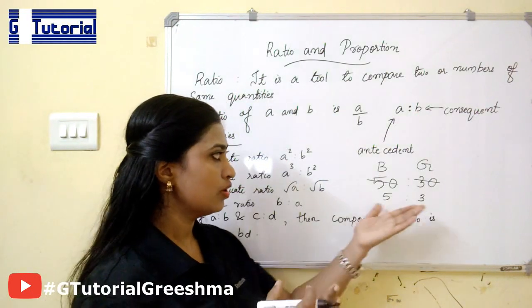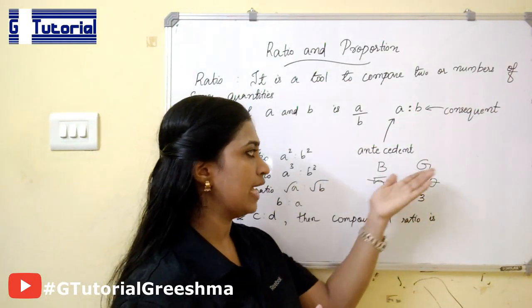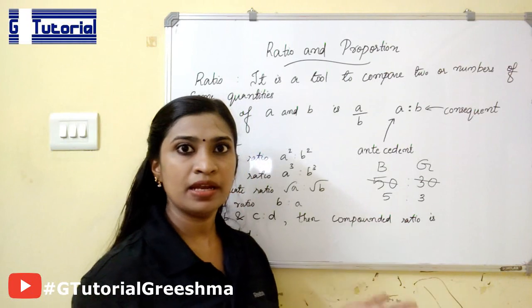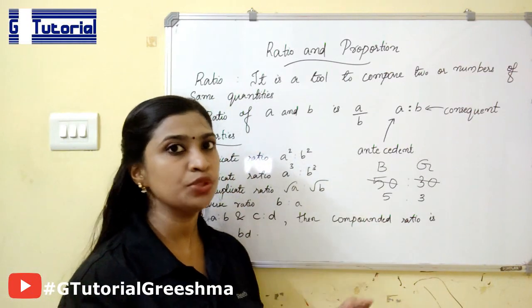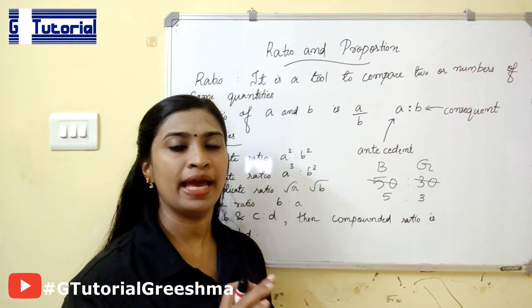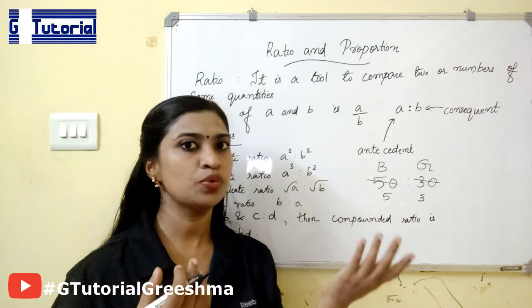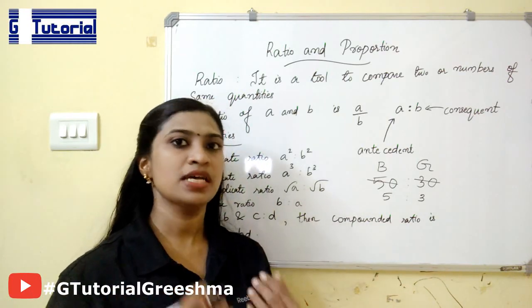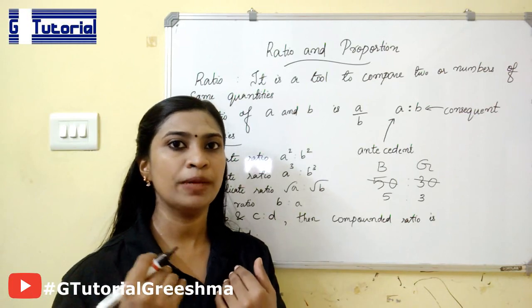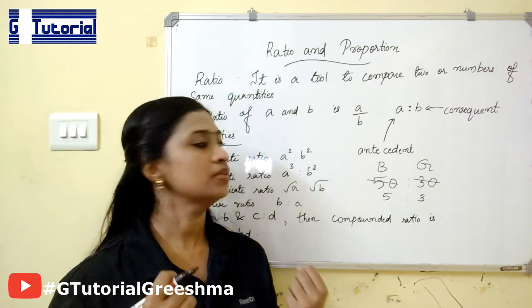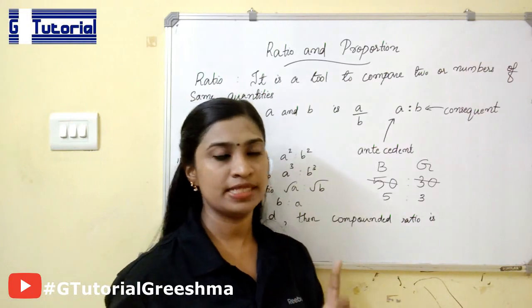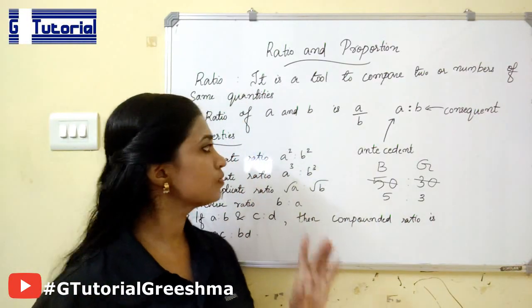So we have seen the case of boys and girls in the class. Similarly, we can compare the price of any two commodities, but we cannot compare the number of commodities and the price. These are two different quantities. Always ratio can be formed only between same quantities. That is the first thing you have to understand from the topic ratio.